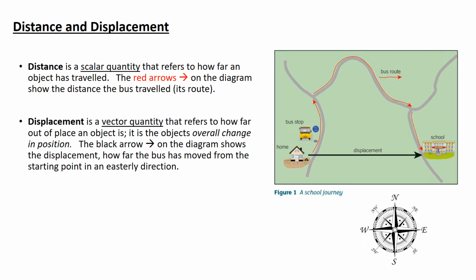Now, obviously, the bus can't just go straight across fields and rivers, it needs to follow the road. Whereas displacement, a vector quantity, just tells you how far an object is from another. It tells you that it is moving in an easterly direction, and the displacement would always be given in size and direction.